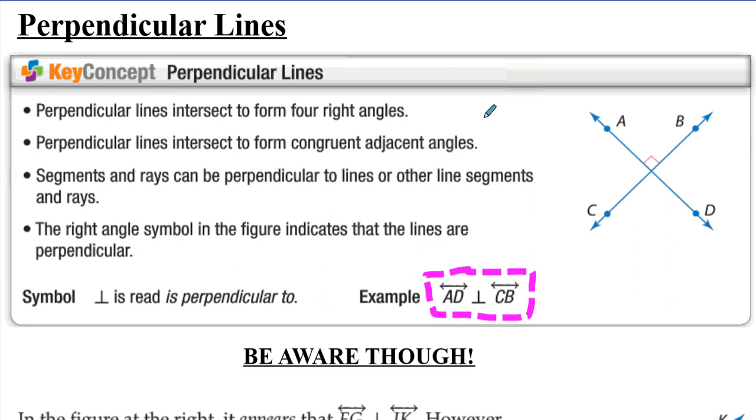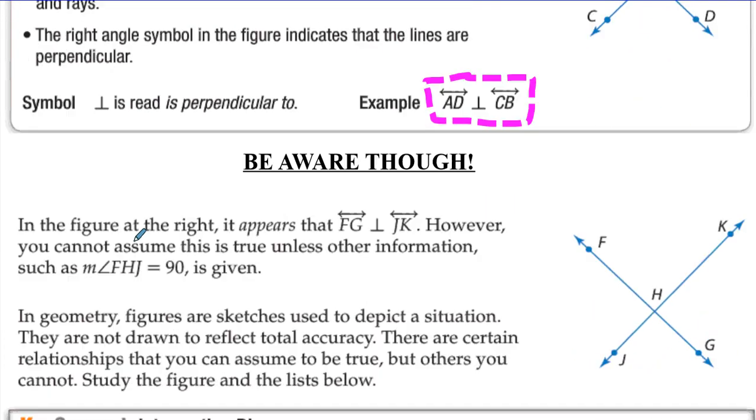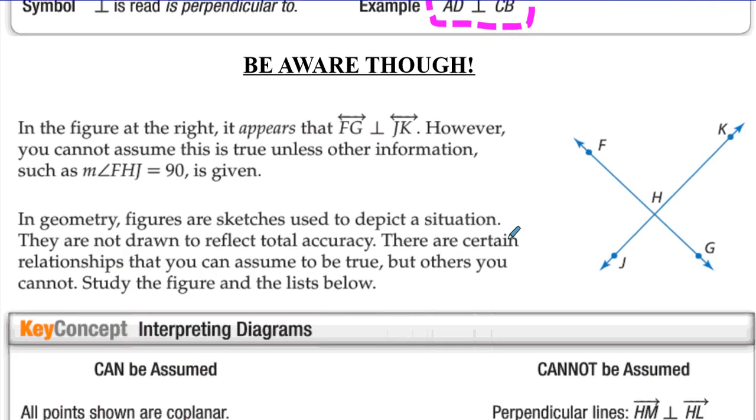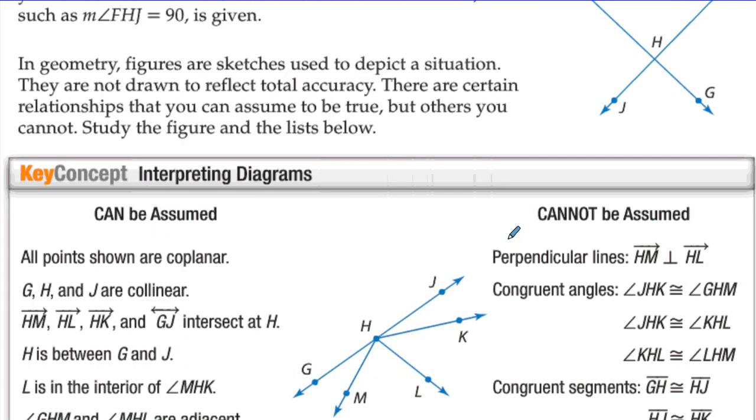The following properties can be read right here, but the biggest part is it makes 90-degree angles. Be aware though, just because a figure looks like they cross at 90-degree angles, unless one of those angles is marked as 90, you cannot assume that they are perpendicular. So you can just not go assuming things just because it kind of looks like it.